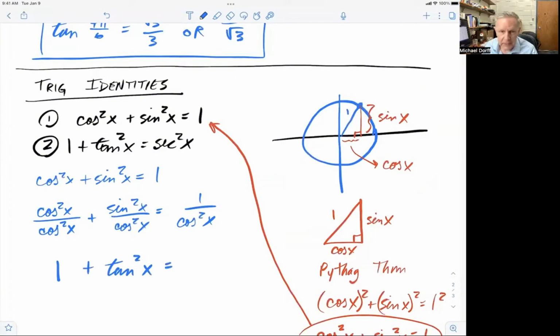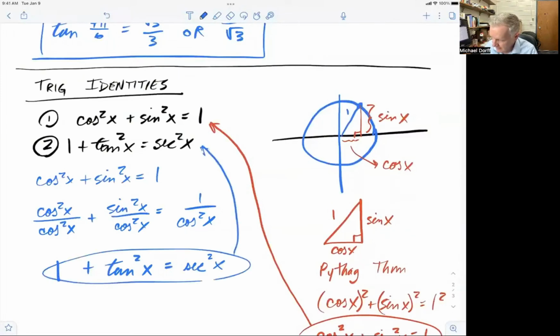And 1 over cosine is secant. But I have 1 over cosine squared x, so that's going to be 1 over cosine, everything squared. So I'm going to have secant squared x. So that's how we get the second identity.